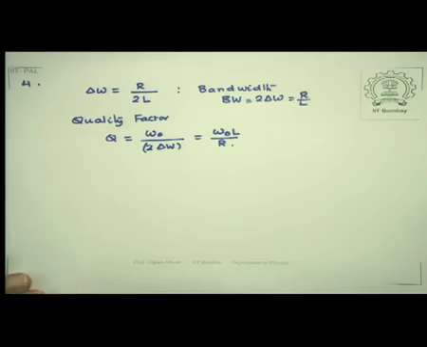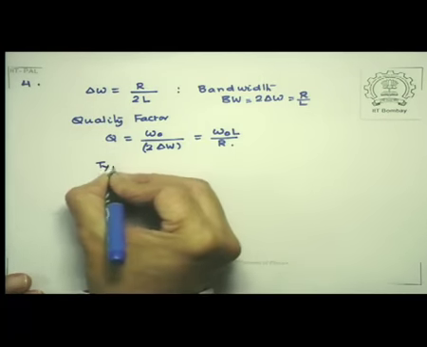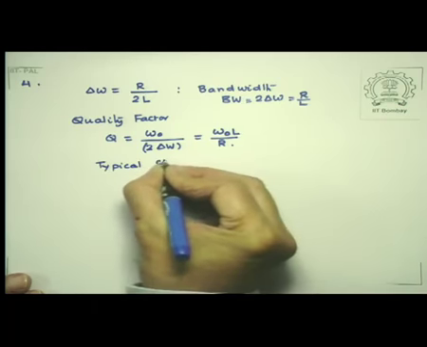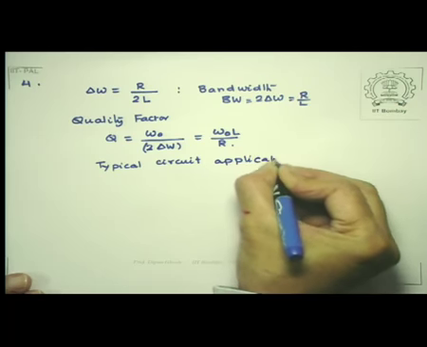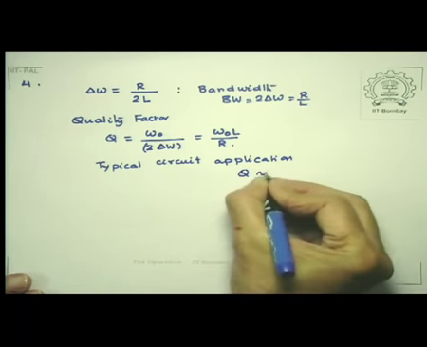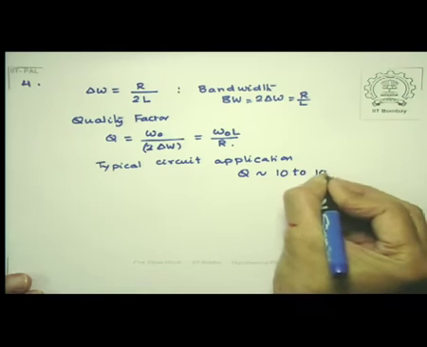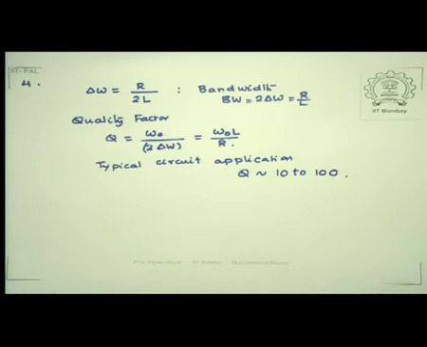And in fact, I pointed out that when you tune in a radio station, you will find that at the resonant frequency, you will find the maximum reception. And for typical circuit applications, the value of Q is between 10 to 100. So these were some of the things that we discussed last time.